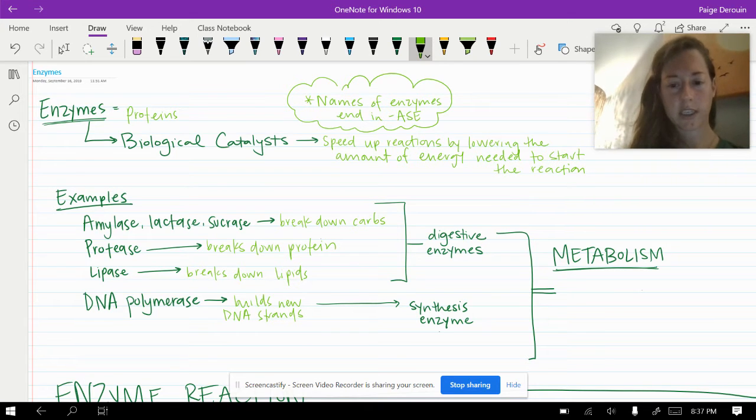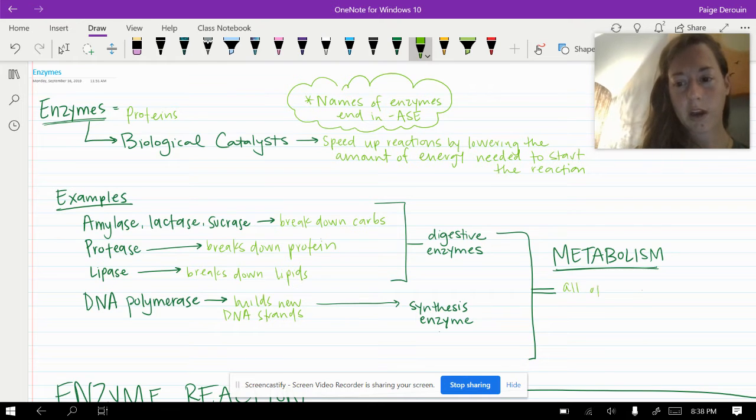So here I've listed some different types of enzymes. The first three types are digestive, so they're going to be responsible for breaking down food that you ate. And then DNA polymerase is a synthesis enzyme, so it is responsible for building up something new. When you put together digestion and synthesis, that equals your metabolism. Your metabolism is all of the chemical reactions happening in your body.